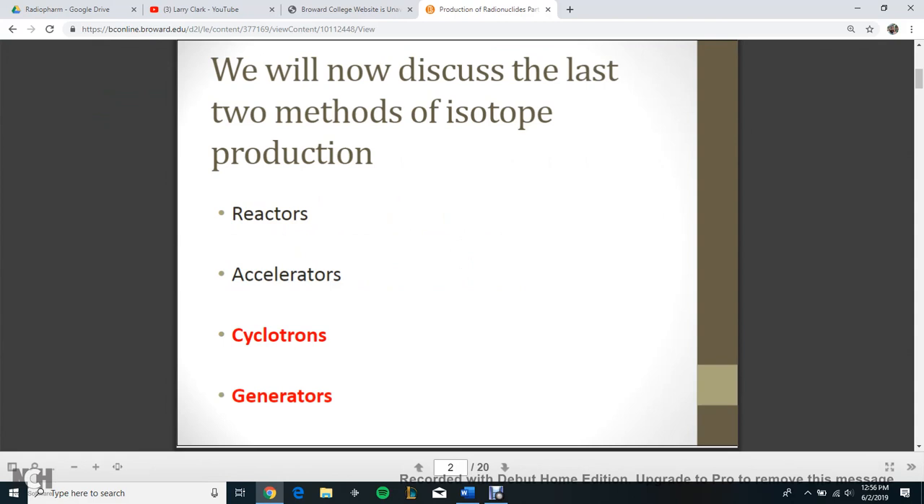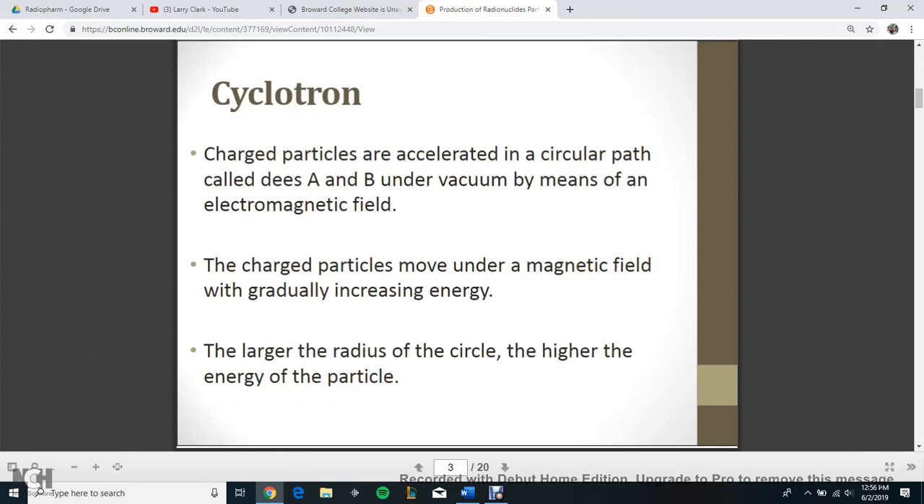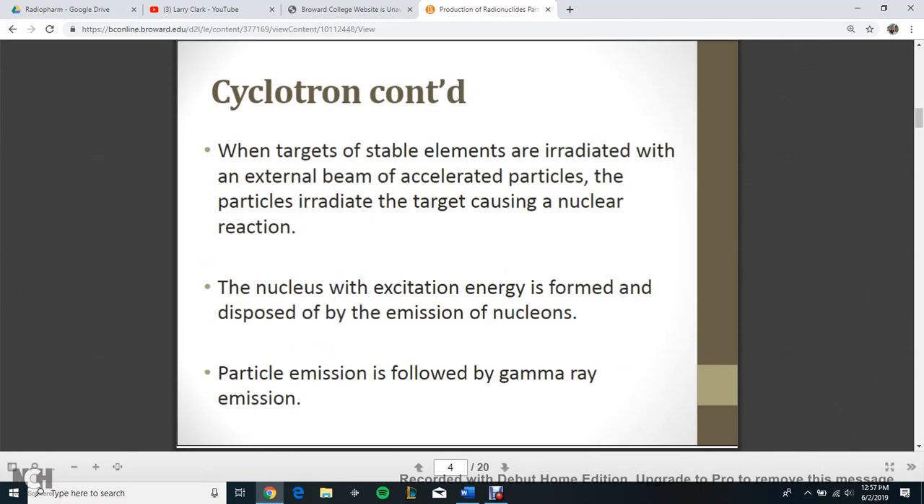Part 2. We will now discuss the last two methods of isotope production, cyclotrons and generators. In a cyclotron, charged particles are accelerated in a circular path called Ds A and B under vacuum by means of an electromagnetic field. The charged particles move under a magnetic field with gradually increasing energy. The larger the radius of the circle, the higher the energy of the particle.